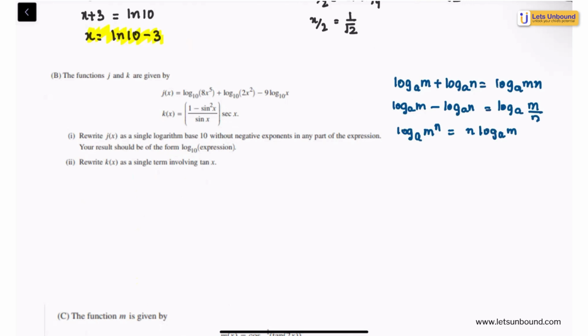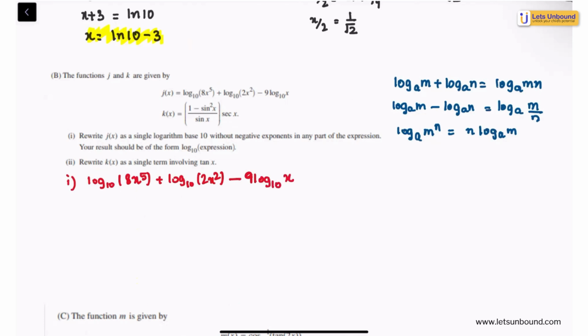Let's try and simplify the first part, which is j(x). To simplify that, we have j(x) must be written as a single logarithm. If I look at the first two parts, it is log base 10 of 8x^5 plus log base 10 of 2x squared minus 9 log base 10 of x.